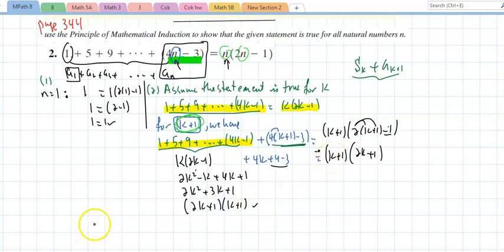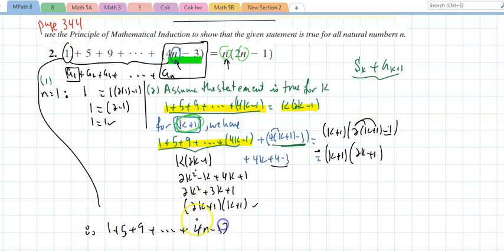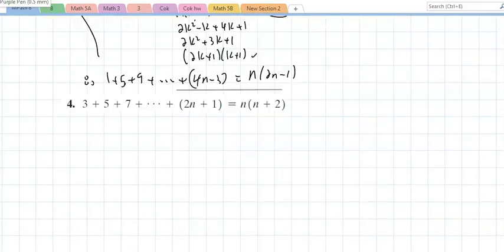And then what? Therefore, you restate the original statement. 1 plus 5 plus 9 plus 4n minus 3 equals n into 2n minus 1. That's mathematical induction. Okay, here's another one.